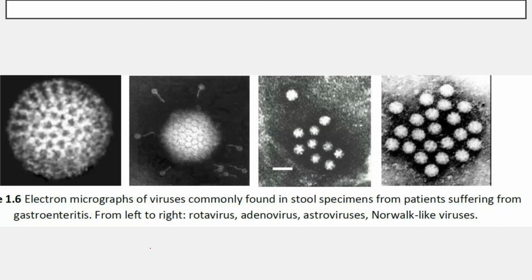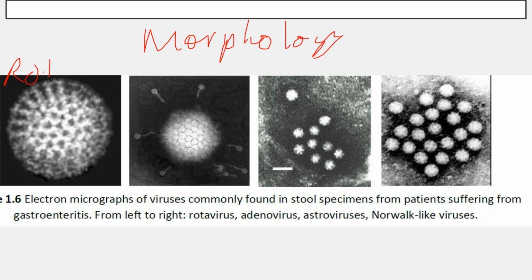So this is how you would use your EM, class. You would view viruses and you would describe or identify them based on their morphology. From left to right, we have your rotavirus, your adenovirus, your astrovirus, then your Norwalk-like viruses.